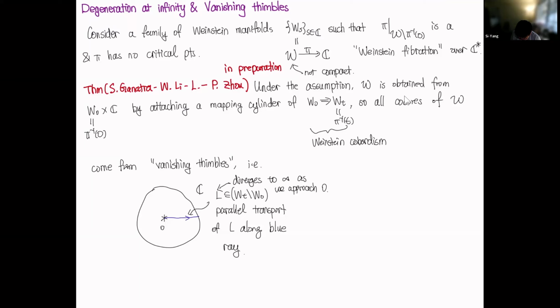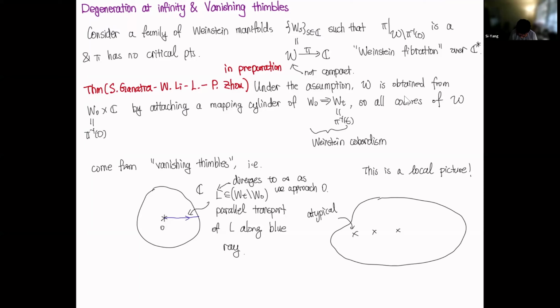But this is just a local picture. So what do we mean by local? Well, globally, we can try to say the critical points, these are not critical points. These values, which we call atypical values, are where the degeneration happens.